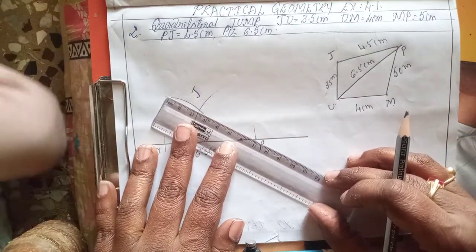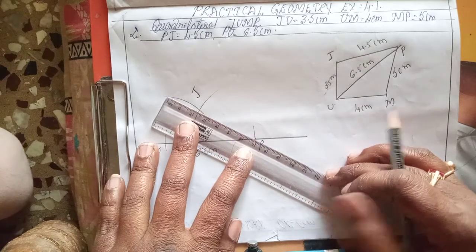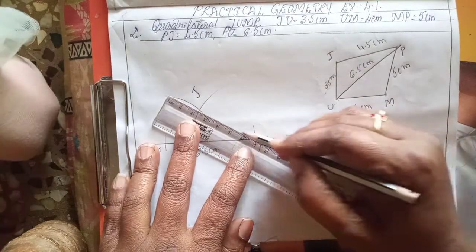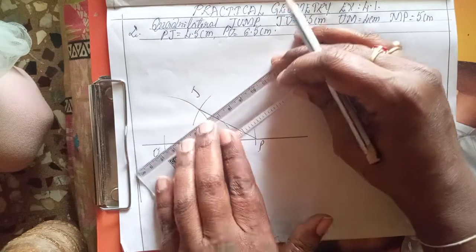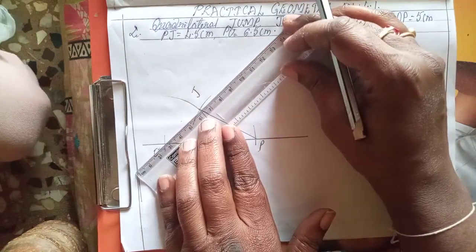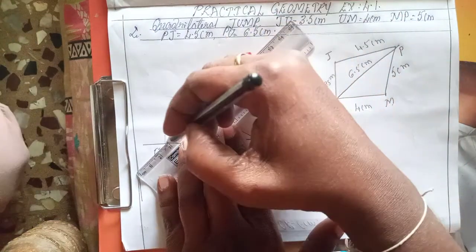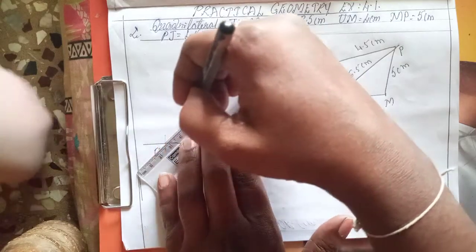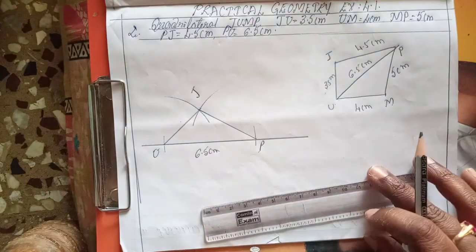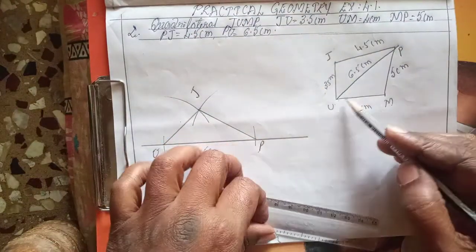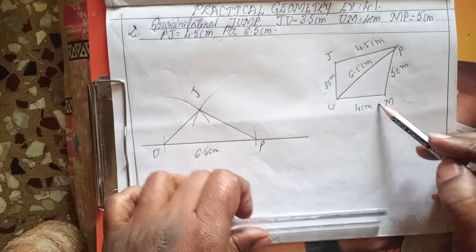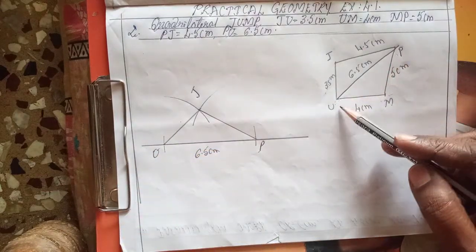Join PJ and also UJ. We got the upper part of the diagonal, that is triangle UJP.